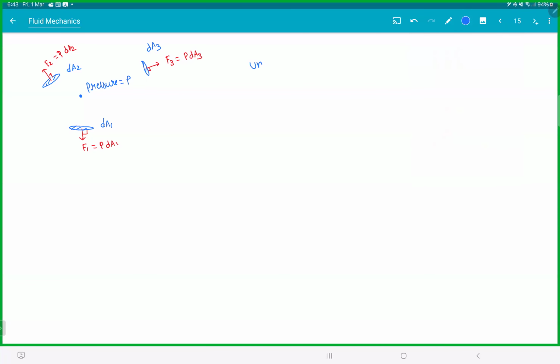The unit of pressure is the pascal. 1 Pascal is 1 Newton per meter square. 1 atm, or atmospheric pressure, is 1.01 into 10 power 5 Newton per meter square. We'll take 10 power 5 for simplicity. You can also write this in terms of the length of the mercury column. This can also be written as 76 centimeters of Hg column. We will talk about this later on.